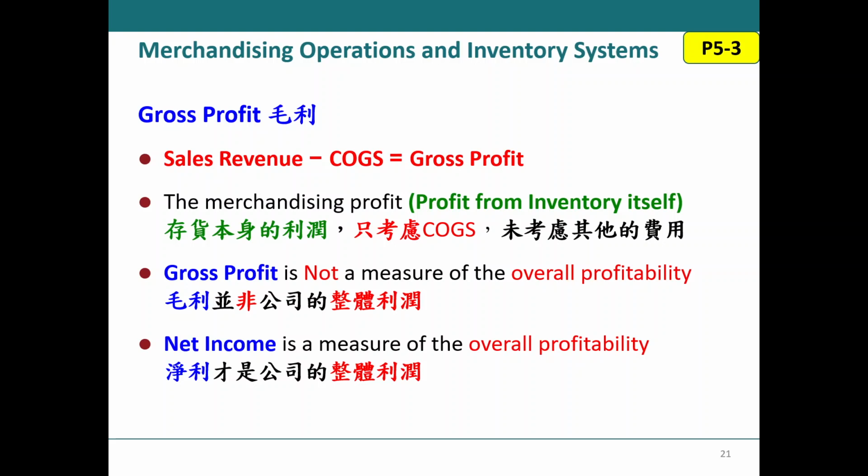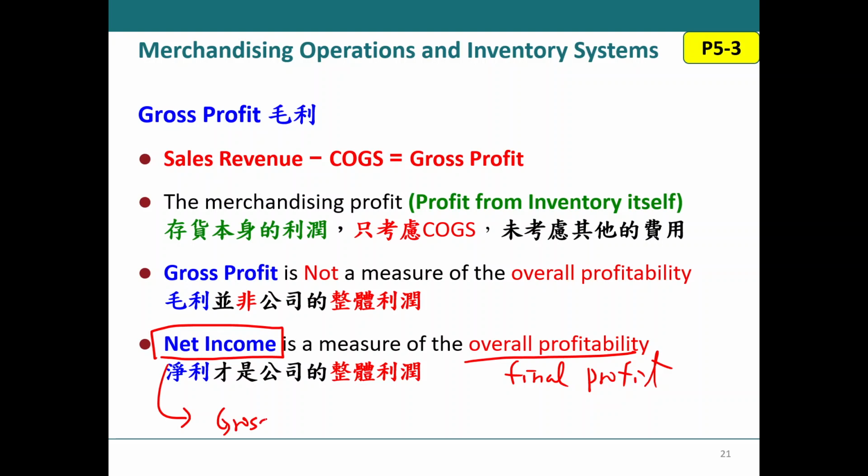You should consider minus your second expense, right? So net income is your final result. That's your final profit. After what? You use gross profit minus your second expense, right? Operating expenses. Then we can get our final profit, net income. Okay? No problem? Okay, good.